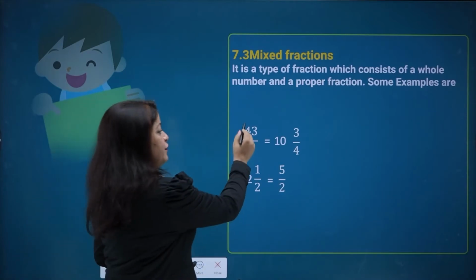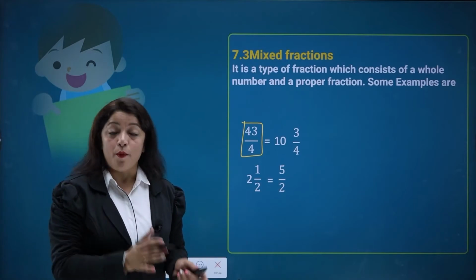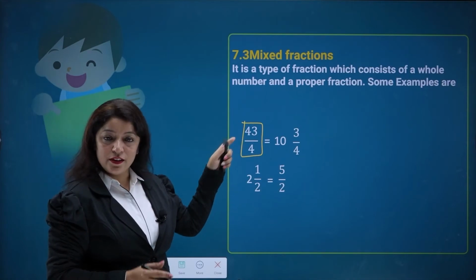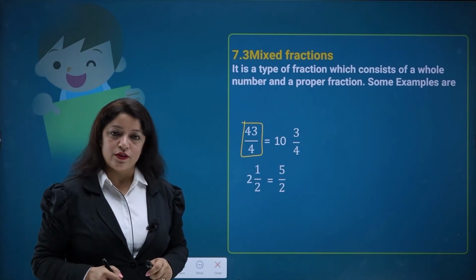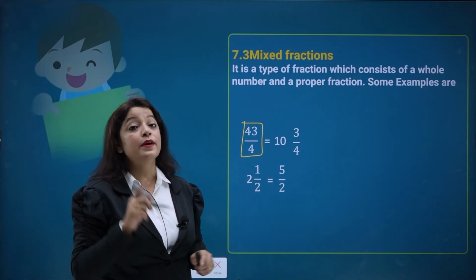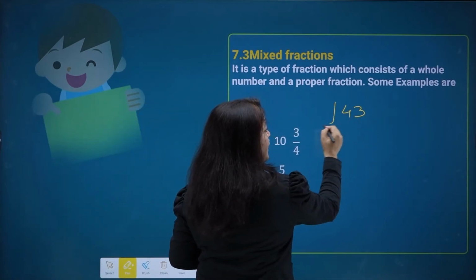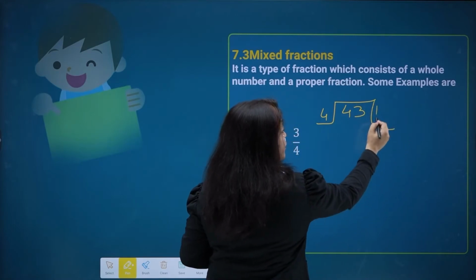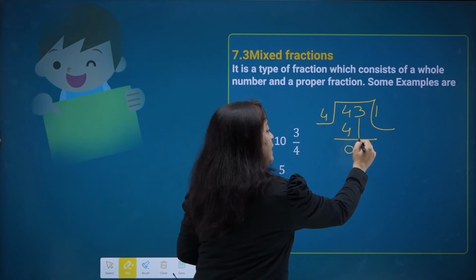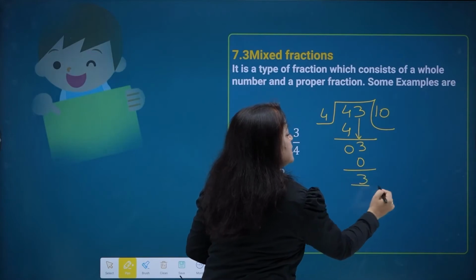Let us see. If a fraction is given to you as 43 by 4, is it a proper or improper fraction? Right. Since here the numerator is greater, we say this is an improper fraction. And remember, only an improper fraction can be converted to a mixed fraction. Because when you divide 43 by 4, what answer will you get? 4 one time is 4. When you subtract, you get a 0. After that you carry down 3, and 4 zeros are 0 with a 3 as a remainder.